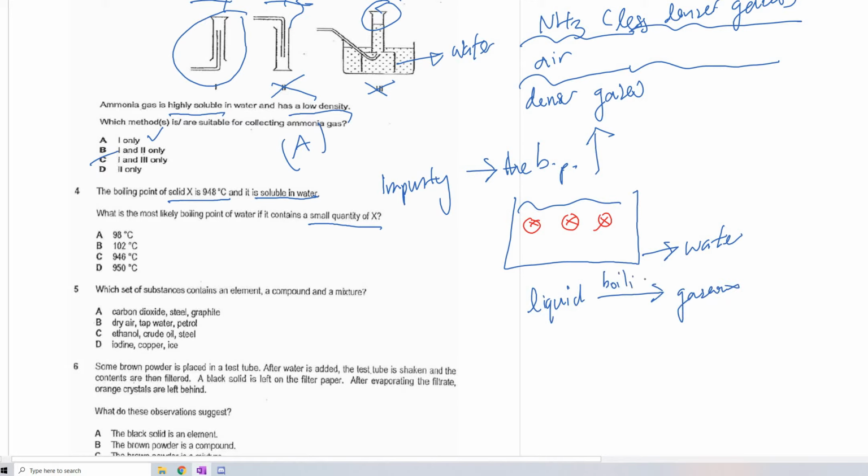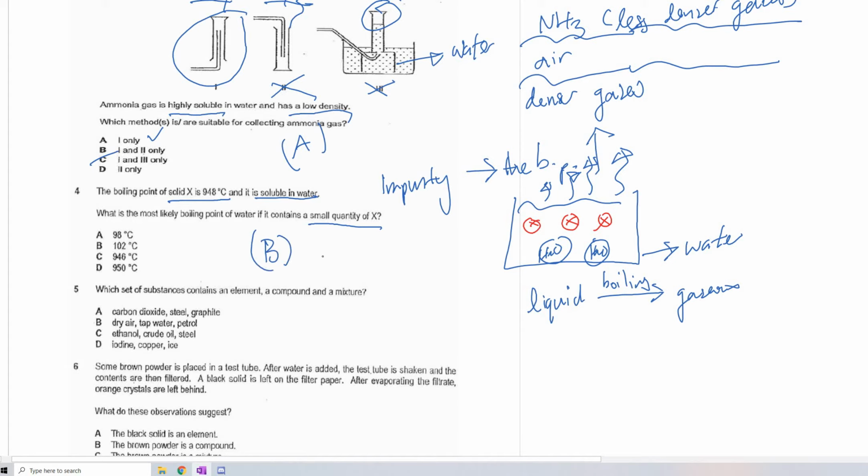Okay, so for boiling we are changing the liquid state to gaseous state through boiling. Okay, so when we heat up water, it will change into water vapor. But with the presence of impurity, they prevent water molecules from forming vapor. So because of that, more energy is required to convert the water into water vapor, and because of that, the boiling point increases slightly. Okay, so the best answer would be option B.